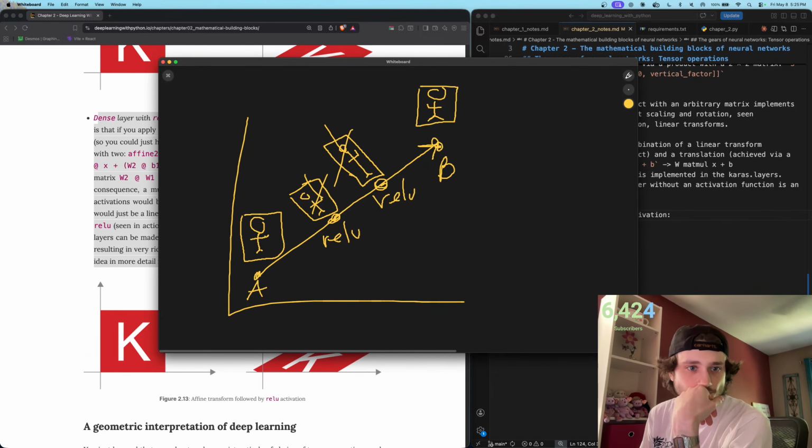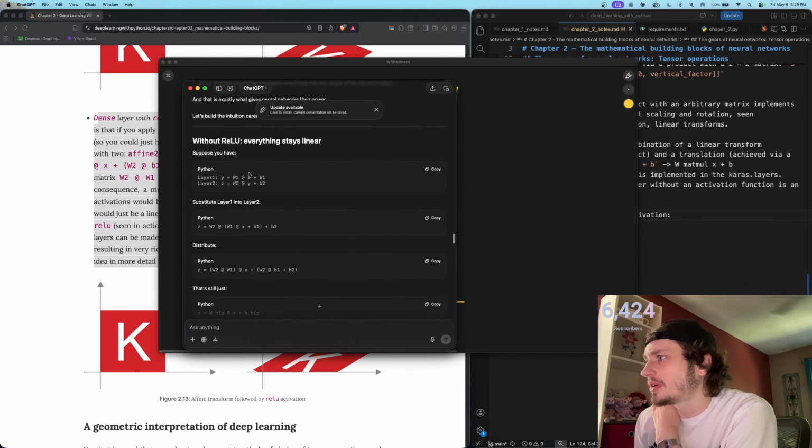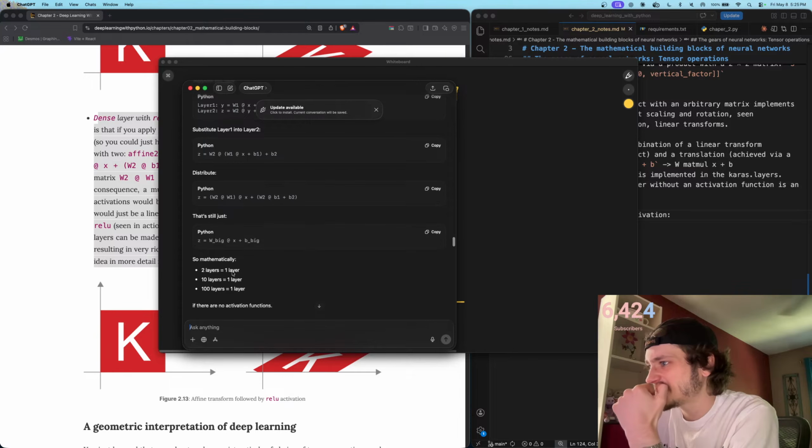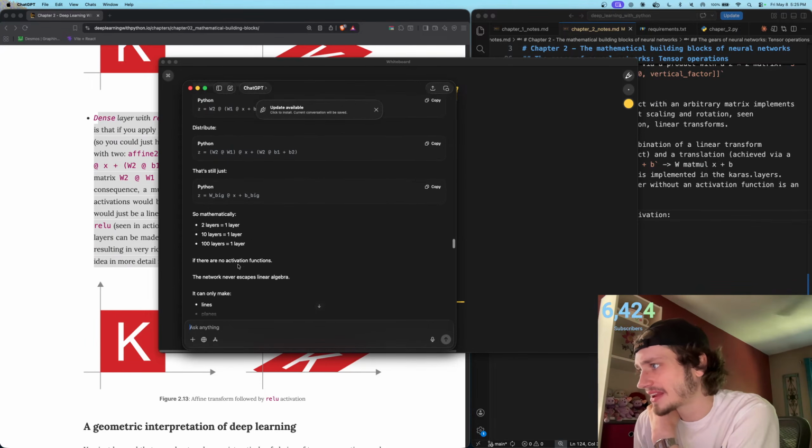Let's keep going. Suppose you have this: layer 1 equals this, and layer 2 equals this. If we substitute layer 1 into layer 2, just a simple substitution, and distribute, that's still just this. So mathematically, 2 layers is 1 layer, and everything is just one layer. There's no activation functions.